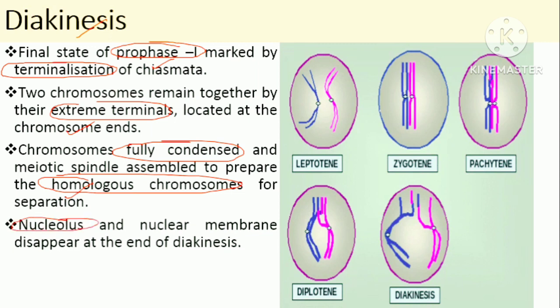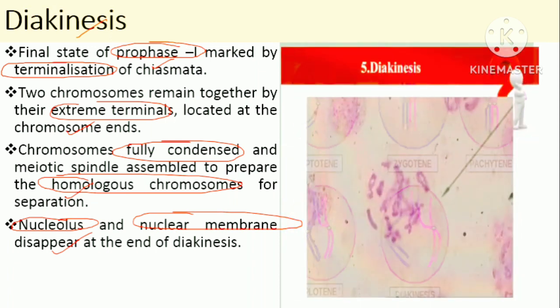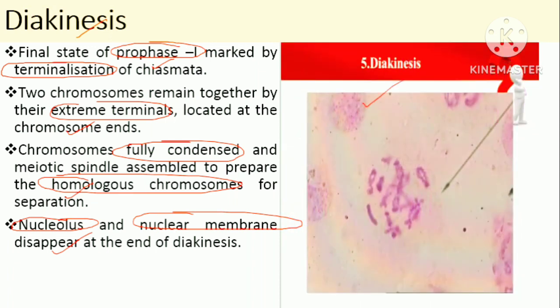The nucleolus and nuclear membrane disappear at the end of diakinesis, as we have studied in the case of meiosis. In late prophase, these events occur: disappearance of the nucleolus and nuclear membrane. This is the photograph which shows diakinesis, which involves the process of terminalization.